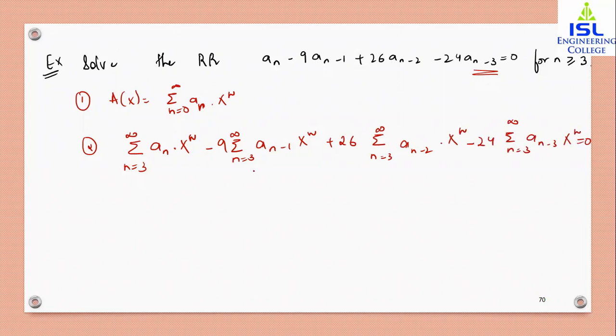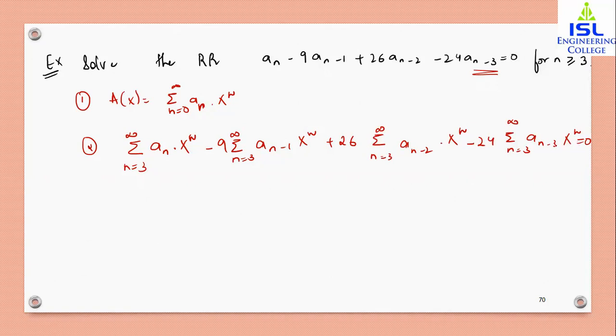Now after that, what you are supposed to do is make these powers of x equal to the subscript of a. So you have to take an x outside the sigma. Similarly, here you take an x square with 26, that is, consider this as x power n minus 2, and over here x power n minus 3.